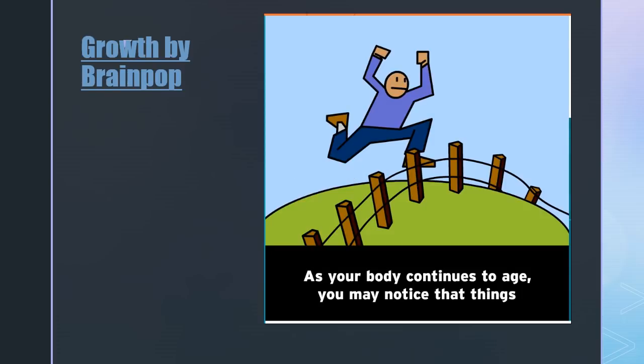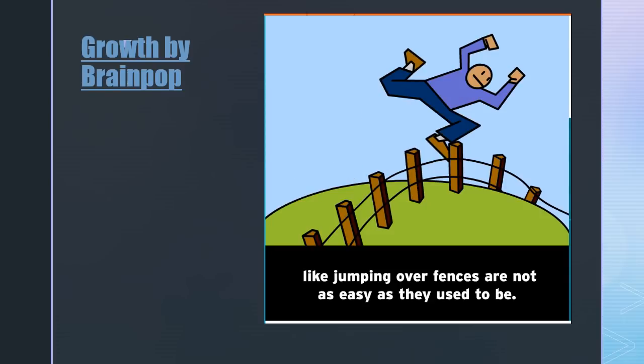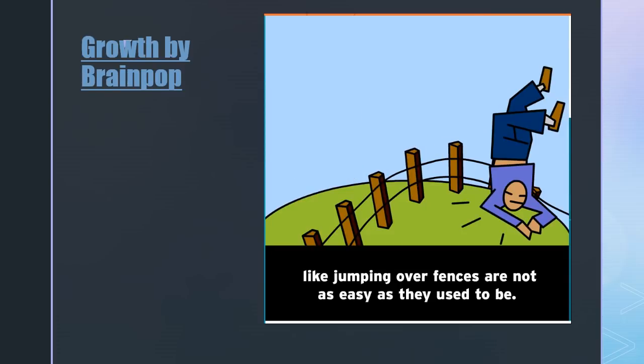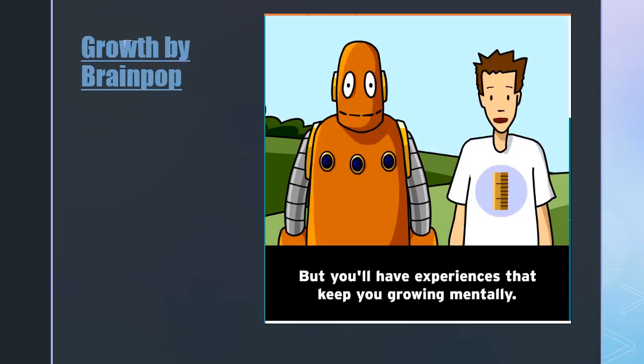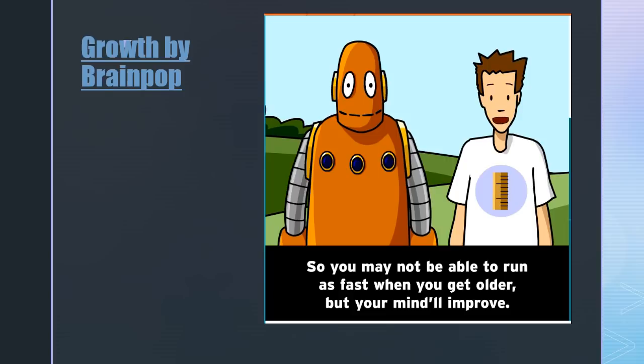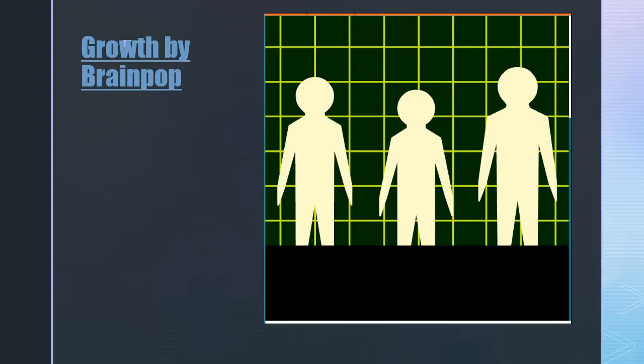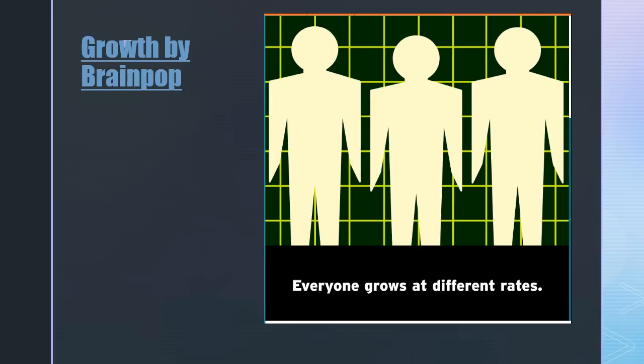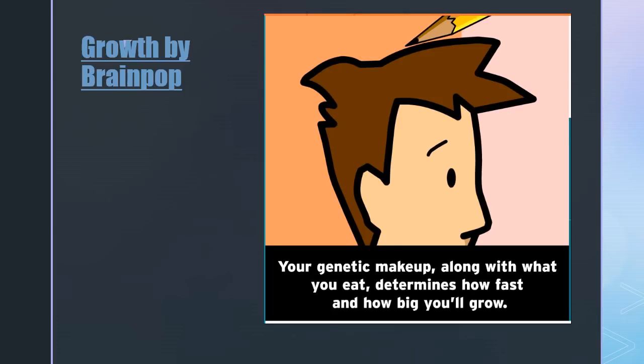As your body continues to age, you may notice that things like jumping over fences are not as easy as they used to be. But you'll have experiences that keep you growing mentally. So you may not be able to run as fast when you get older, but your mind will improve. Everyone grows at different rates. Your genetic makeup, along with what you eat, determines how fast and how big you'll grow.